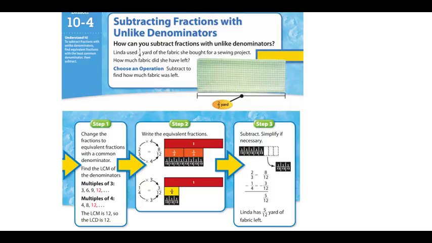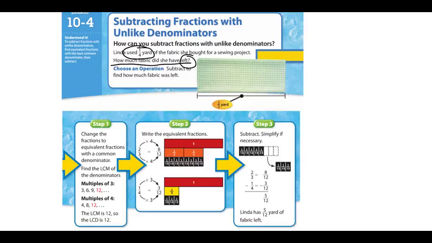Okay, so look at the top of lesson 4, and it says subtracting fractions with unlike denominators, and it starts with a question. How can you subtract fractions with unlike denominators? So let's look at the story problem. Linda used 1/4 yard of the fabric she bought for a sewing project. How much fabric did she have left?